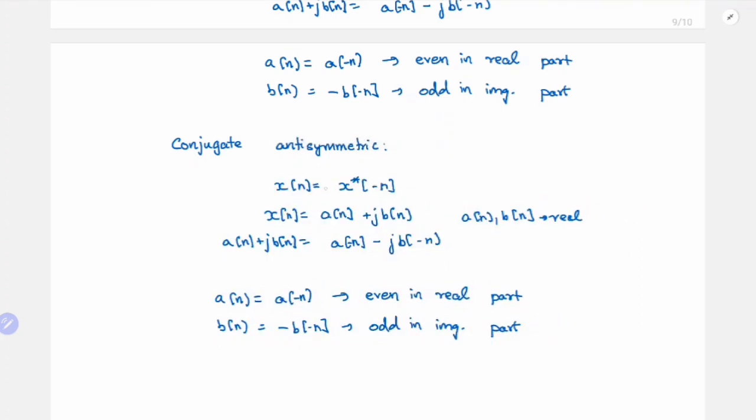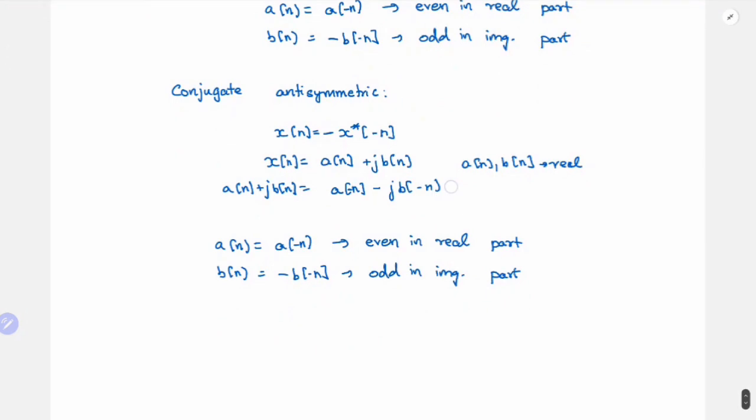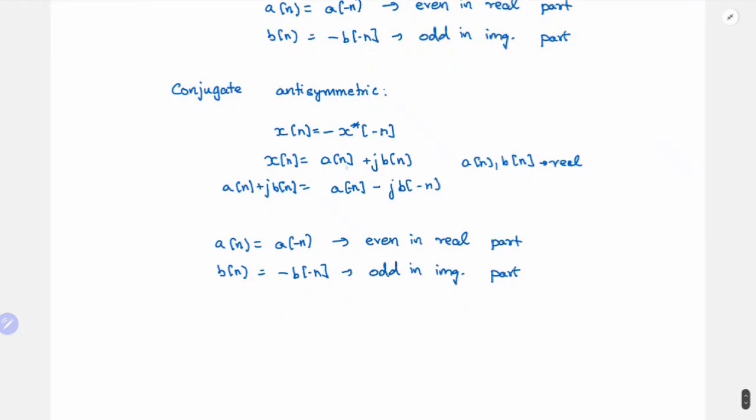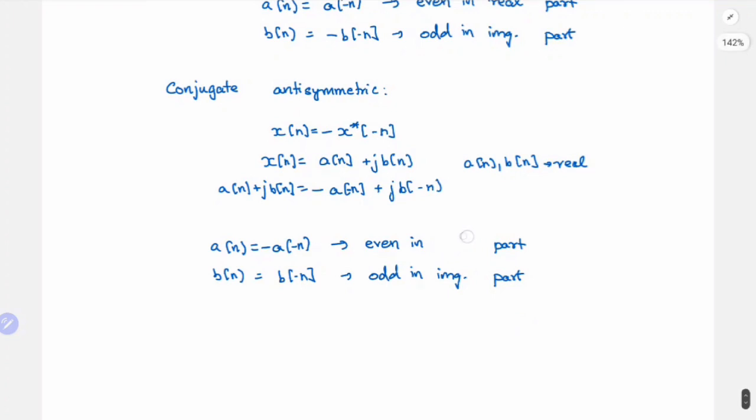So your x of n will be equal to minus x star of minus n, and this will have a plus sign here, minus sign here. So this will have a minus sign and this will have a plus sign. So in real part it is odd. So it is odd in real part and it is even in your imaginary part.